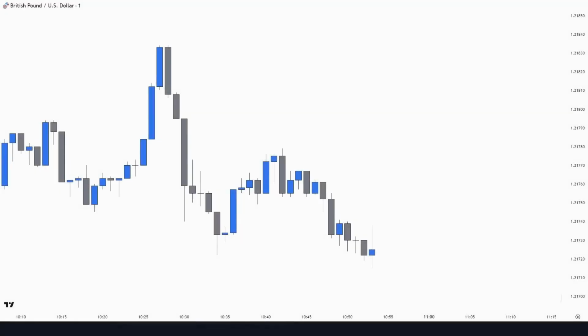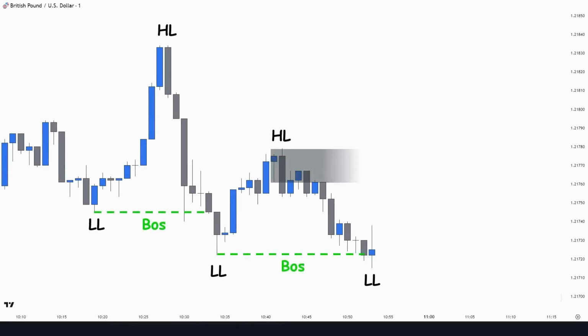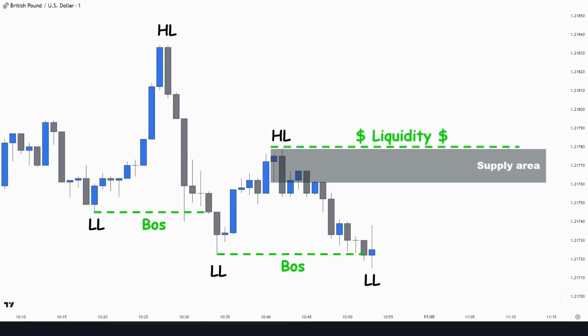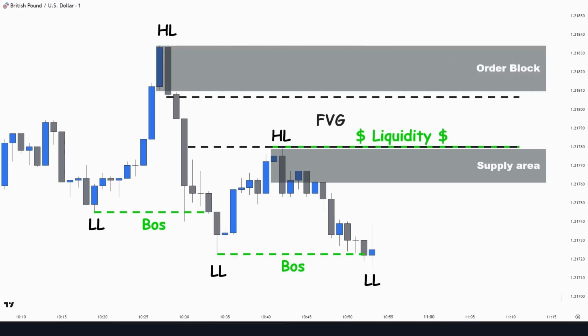Here on the pound-dollar 1-minute chart, we have a moving downtrend. The market has recently broken the structure level to the downside, leaving behind a supply level. So many traders will go short if the price returns to this area, and lots of liquidity is gathered above this zone. On the other hand, looking at the left side, we can spot this clean fair value gap in a perfect order block zone.